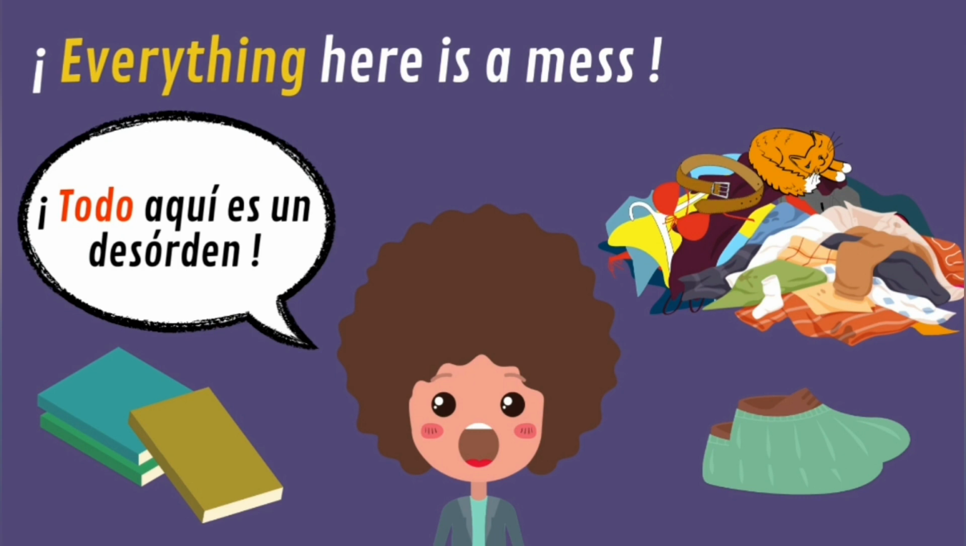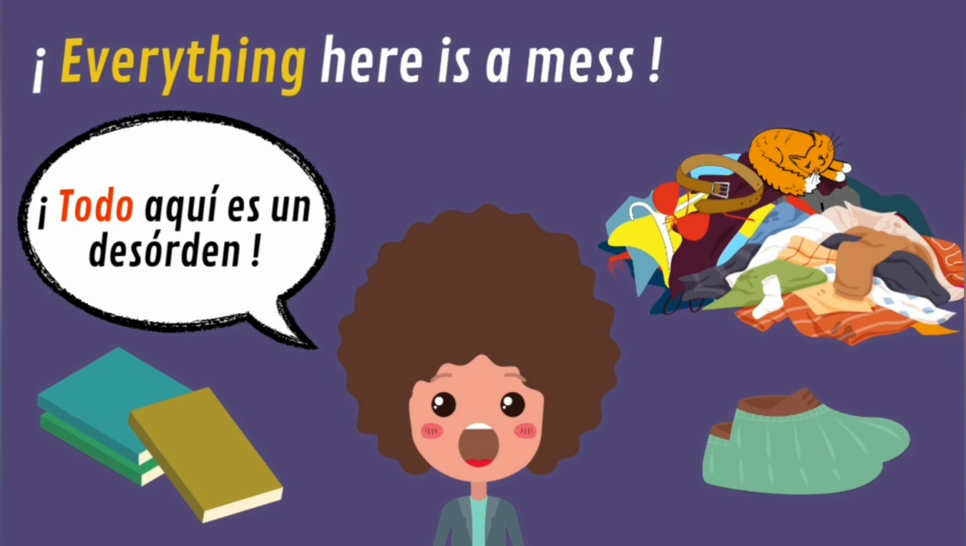In this sentence, we have: everything here is a mess. We're talking about a place, in this case my room, and I have clothes right there. So I'm talking about a place. I'm not talking about an action. So the meaning of this sentence in Spanish will be todo, everything, aquí, here, es un desorden, a mess.